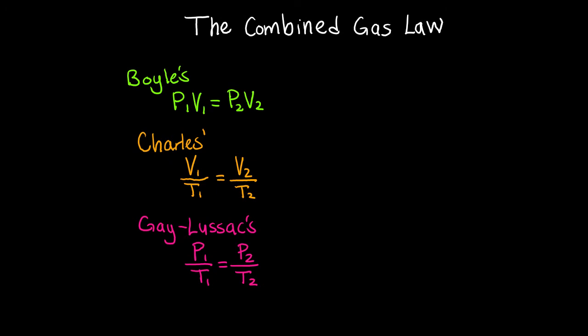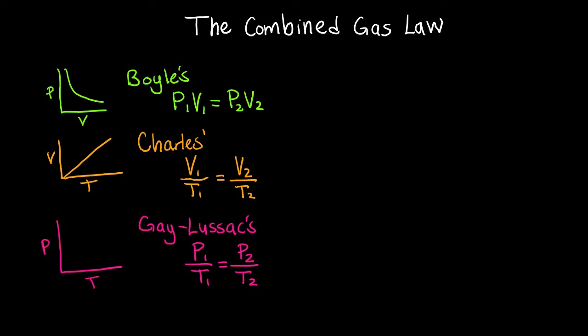If you were to plot each of these laws real quickly, you would see that pressure and volume are inversely related, and the graph looks like this. Charles's law shows us that volume and temperature are directly related, and the graph will look similar for Gay-Lussac's law for pressure and temperature. And again, for all of these, the amount of gas is held constant.